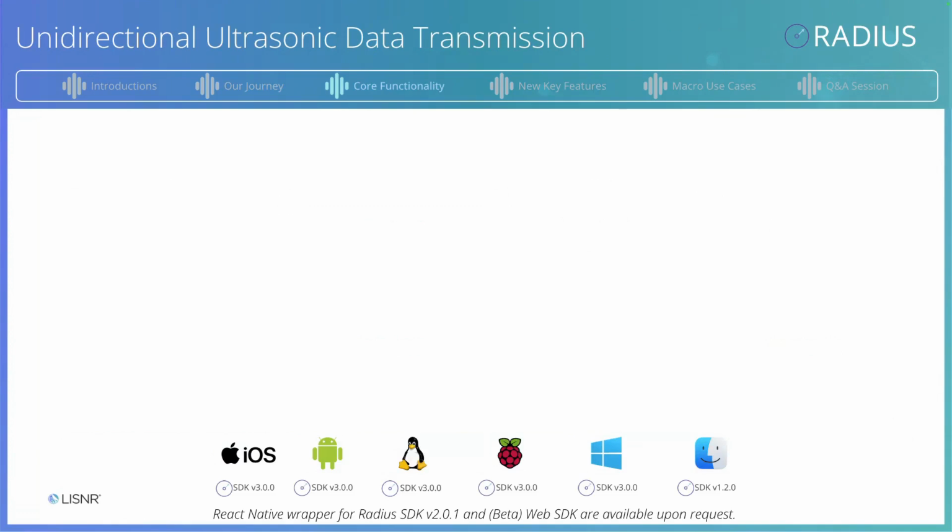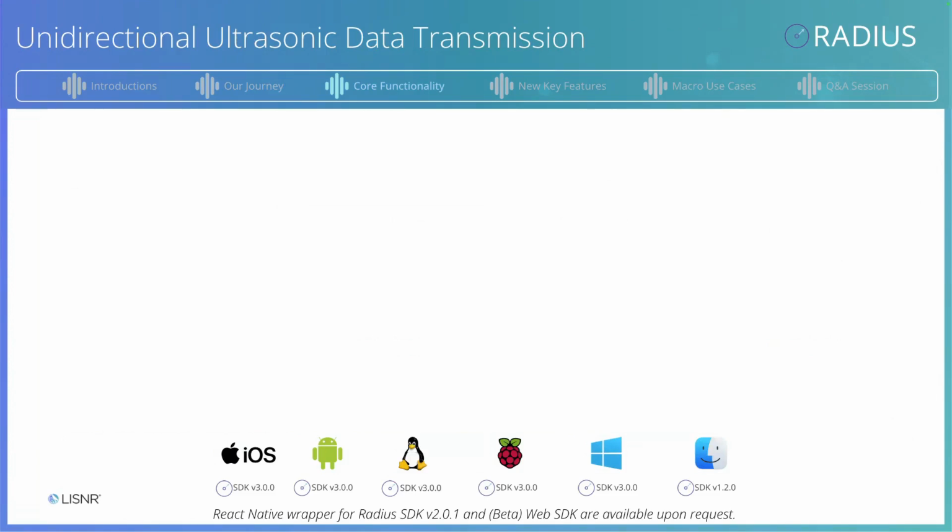When we talk about unidirectional data transmission, one major value of our software is we offer a consistent proximity data exchange across platforms, meaning businesses that use Radius are not limited in their implementations, and their client bases are not limited to OEM-specific transaction methods. 3.0 supports iOS, Android, Linux, Raspberry Pi, and Windows. Previous versions are currently available on macOS, React Native, as well as our web SDK beta.